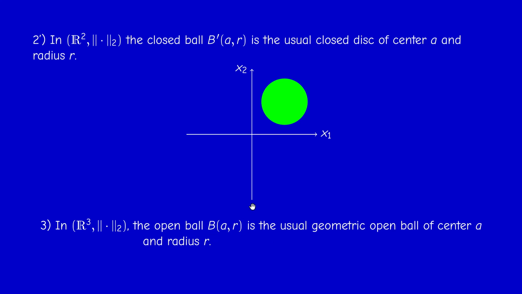Same thing for the closed ball, same remark. The closed ball contains the boundary. The open ball does not contain the boundary. So here the sphere is contained in the closed ball, but does not meet the open ball.